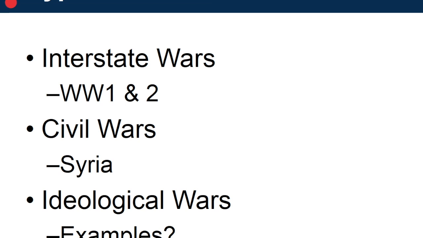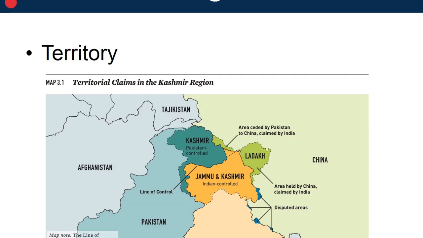We look at three types of wars. We look at interstate wars, typically, and that's wars between states. Examples of this are World War I and World War II. Civil wars, Syria is a fine example right now, but we could look at Vietnam. We could look at Russia. We could look at our own civil war. And then, of course, there are ideological wars, things like the war on poverty, the war on drugs. They're ideological because there is no particular state involved.